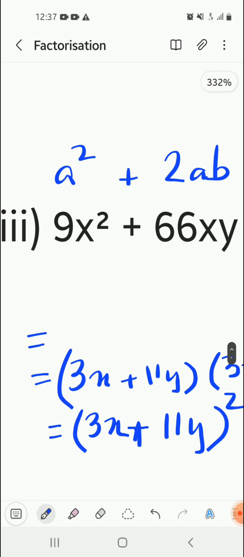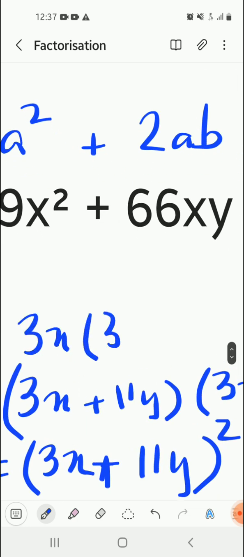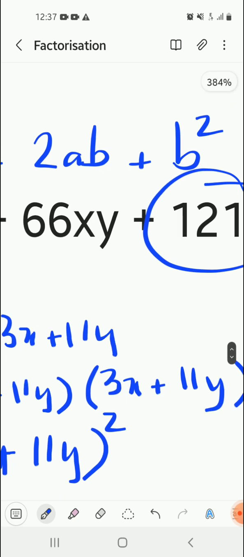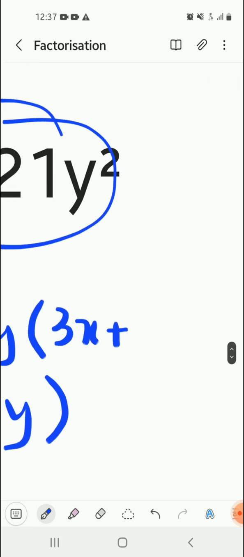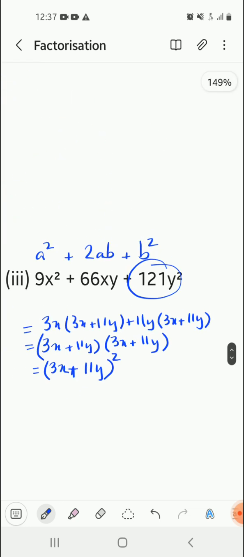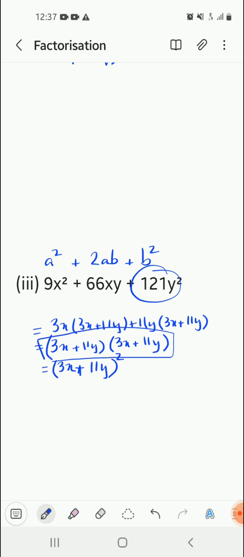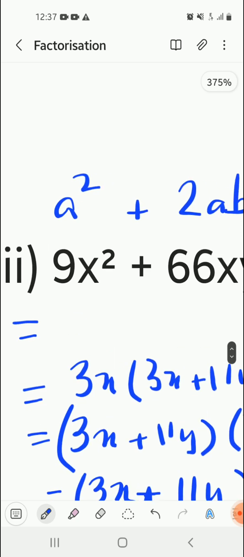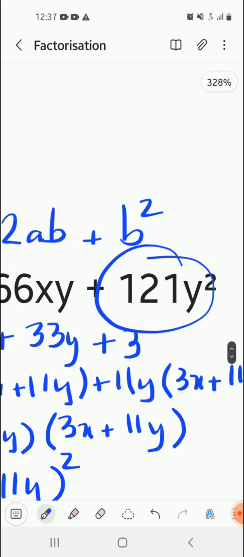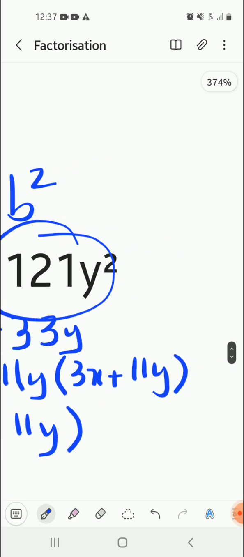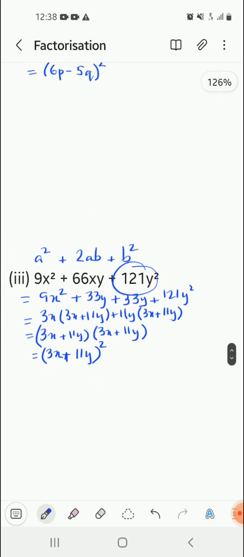Break it up. Again back calculation. 3x plus 11y, and plus 11y within bracket 3x plus 11y. Just back calculation. If this was given to us, we would have done this thing, and that is what we are doing right now. Again, 3 into 3, 9x square, plus 3 into 11, 33xy, plus 3 into 11, 33xy, plus 11 into 11, 121y square. So once again, we're done with it.